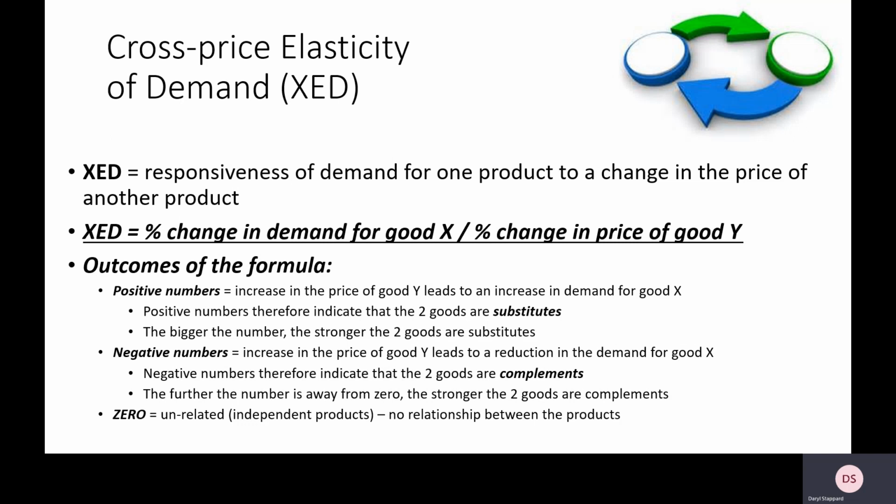Right, now there are 2 main possible outcomes here that we've got to be aware of. The numbers that we get from this formula will show us whether 2 products are substitutes or whether they are complementary products. Okay, so let's think first of all about substitutes. Now remember, substitutes are rival products. They are competing goods and services. So you switch one for another.